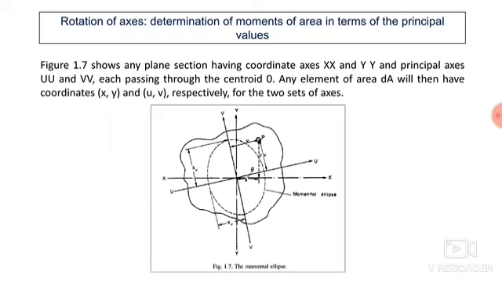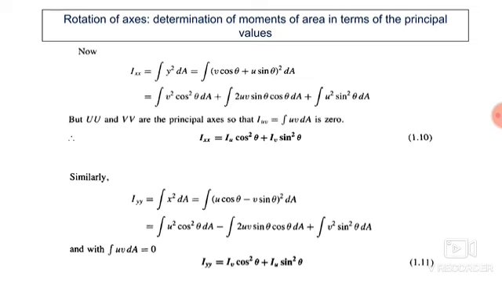So how are we finding out the moment of area in terms of principal values? This figure shows any plane section having coordinate axes XX and YY, and principal axes UU and VV, passing through the centroid O. Any element of area dA will then have coordinates X, Y and U, V respectively for those two sets of axes. So similarly as we did in the earlier part, to find the moment about any axis we need to follow a similar process to find IXX, as we need to integrate y square dA. So we have to put the value of y square. By simple integration we need to find this.